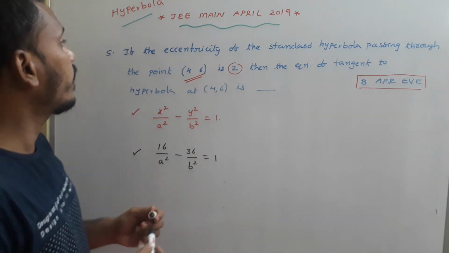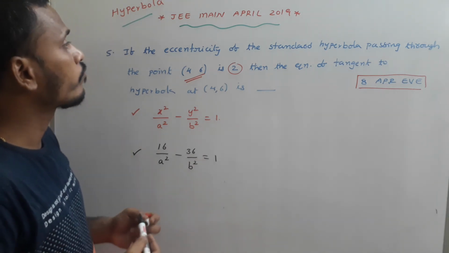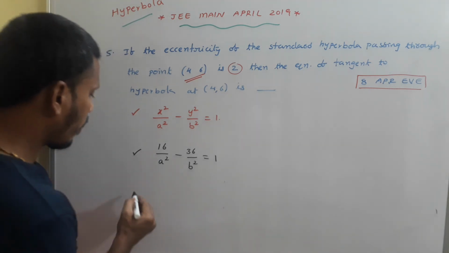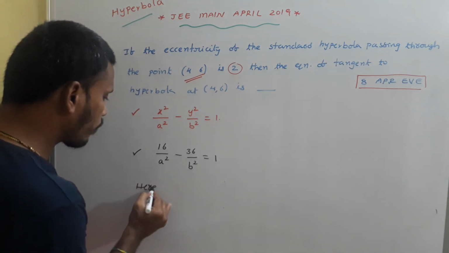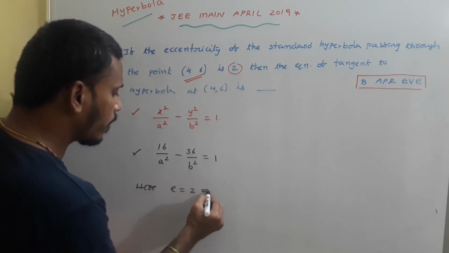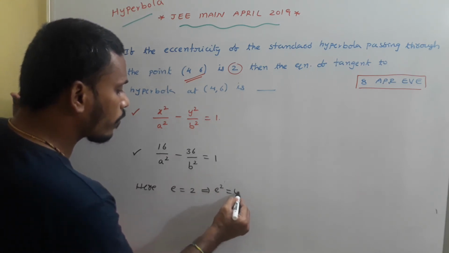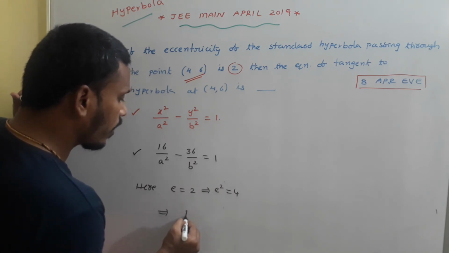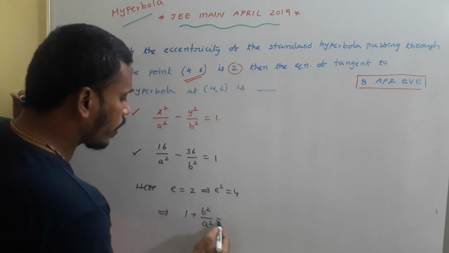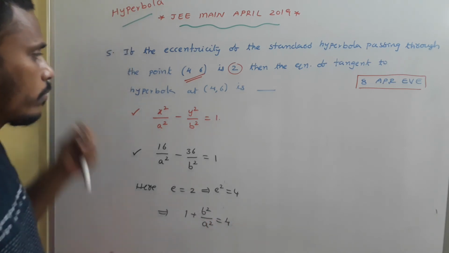And the next thing is, given that the eccentricity of this standard hyperbola is 2. Okay, here eccentricity is 2, which means e² = 4. And what is e²? e² is 1 + b²/a² = 4.